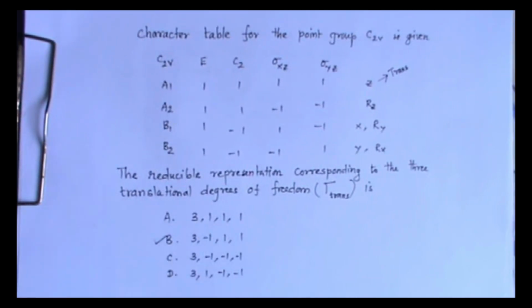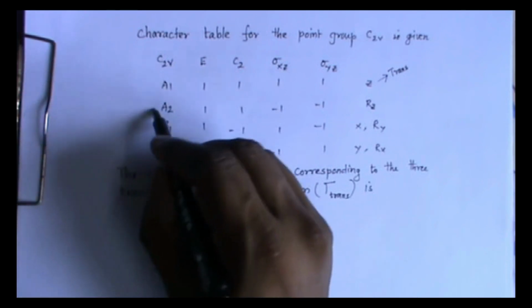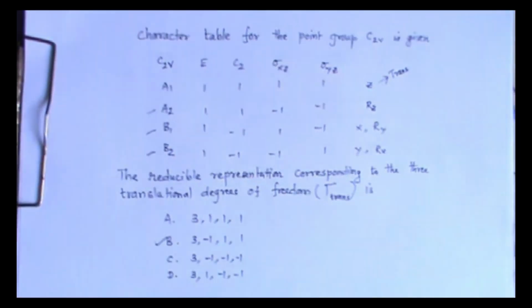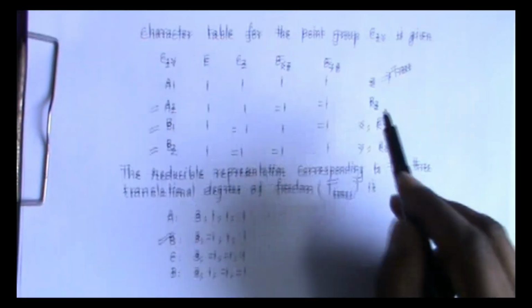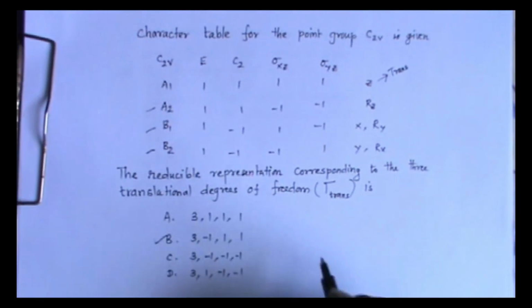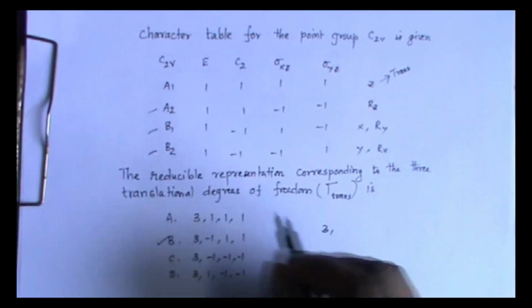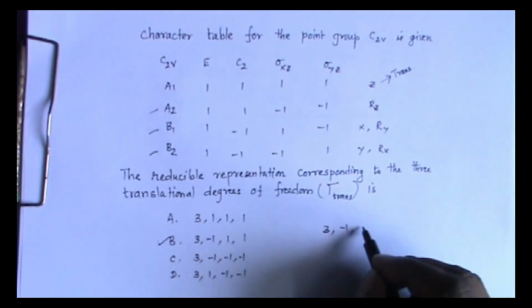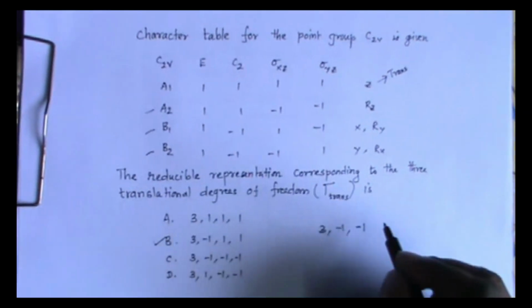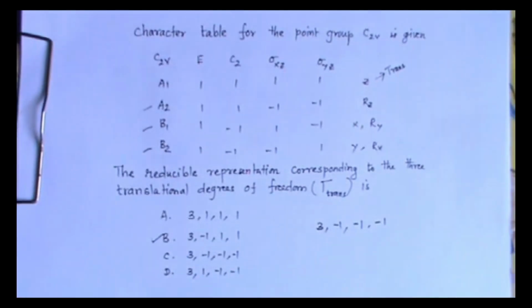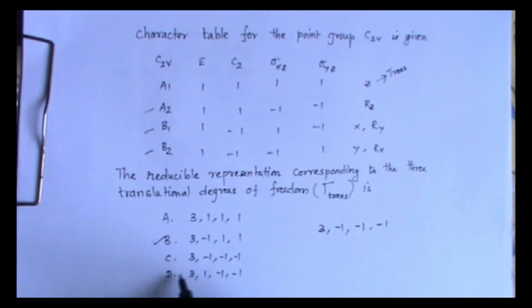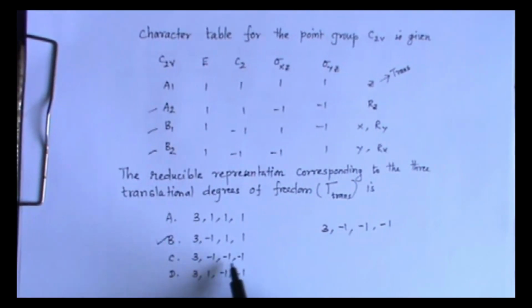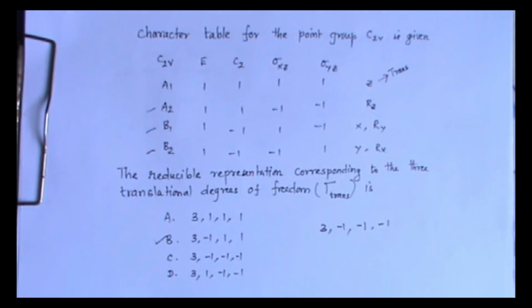Instead of translational degrees of freedom, say rotational degrees of freedom is asked. In that case, you have to add A2, B1 and B2, Rx, Ry and Rz. So in that case, what you get is 3, minus 1, minus 1, minus 1. So that option is given here. 3, minus 1 and minus 1, that is rotational degrees of freedom.